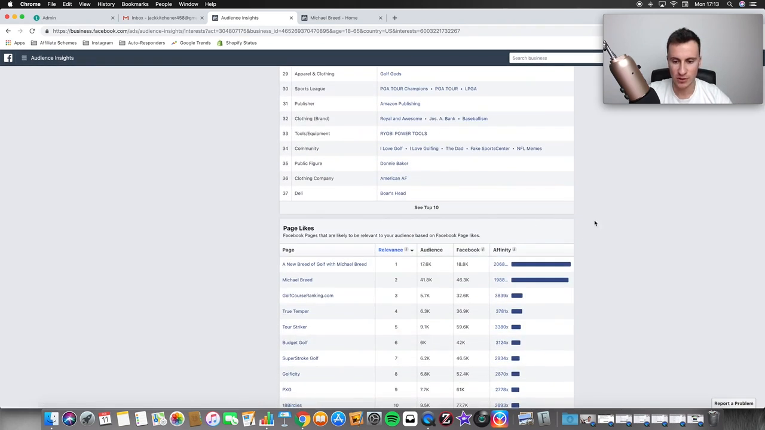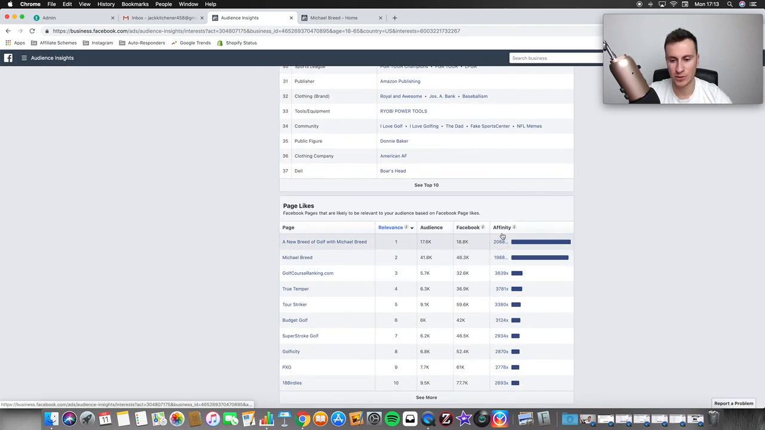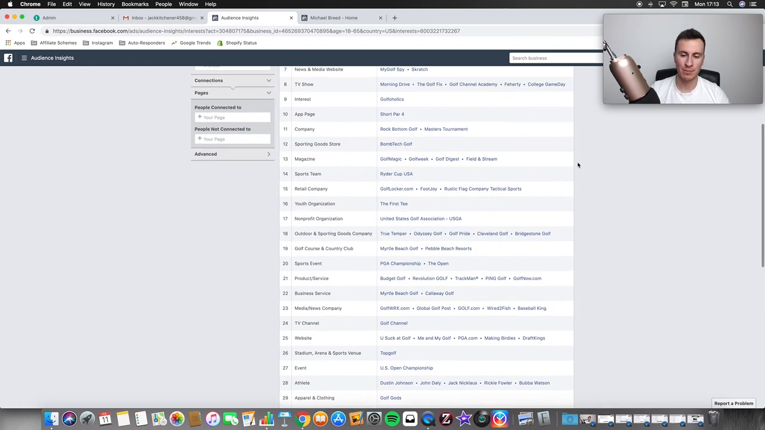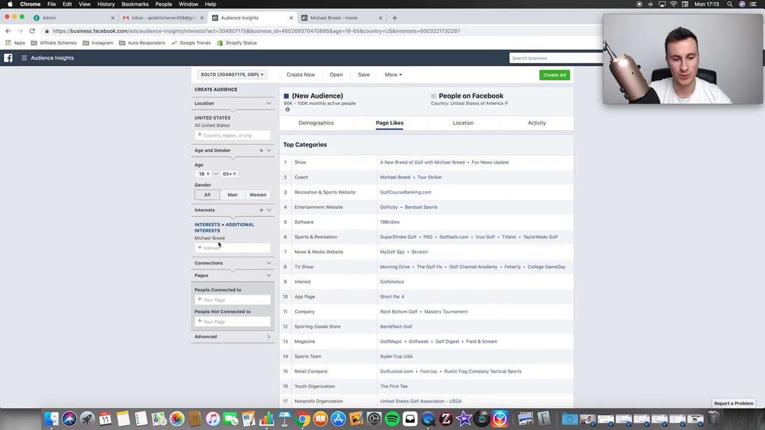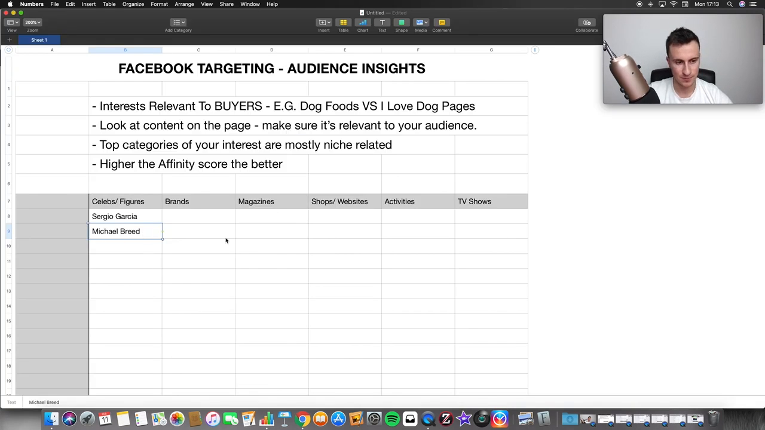And if we have a look at the page likes, we can see the affinity scores are absolutely huge here: over 3,000, 2,000. So again, I would be pretty happy with choosing him as a potential interest to target. Definitely, in fact, one that I would test. So he can go on the list as well. So we've got two pretty decent ones to give us a starting point.